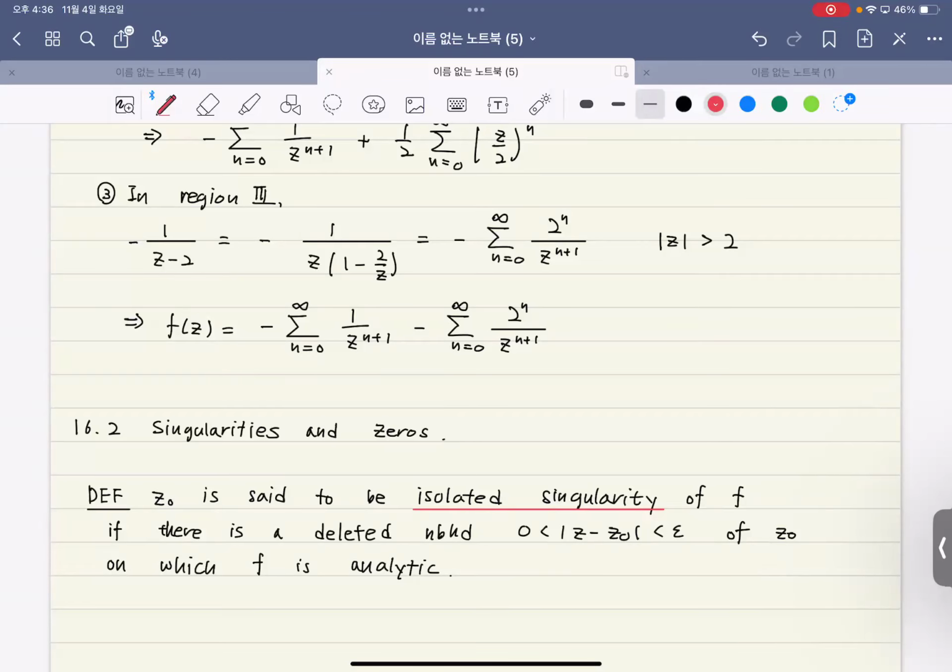Okay. But there is an exception, like this. Suppose that I have infinitely many singular points, and suppose that these singular points have some kind of accumulation point here. Then, in this case, this singular point cannot be called isolated, because no matter how small your epsilon is, your deleted neighborhood fails to be analytic at this point. Okay.